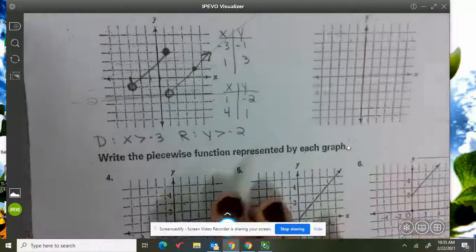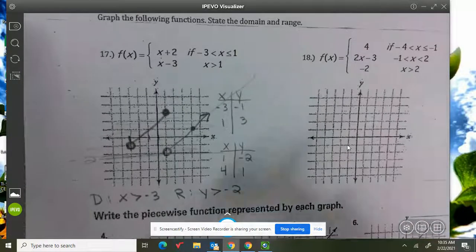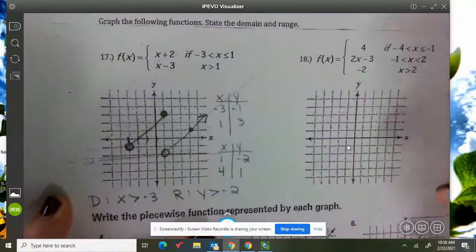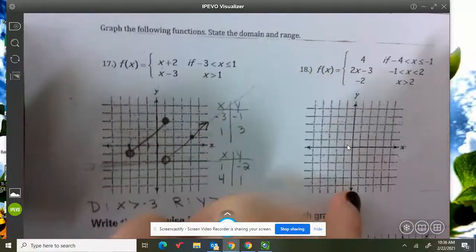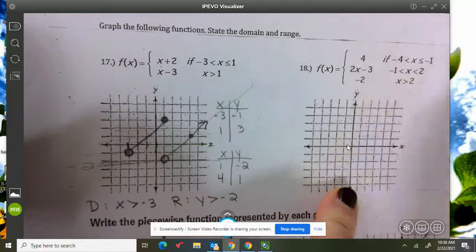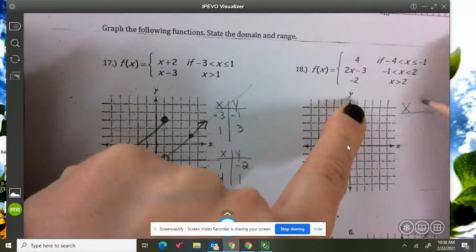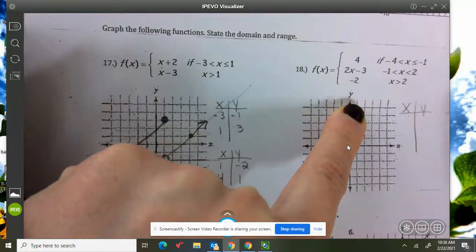Okay, so the second part is just another type of graph. It's going to have constant functions in it like 4 and -2. So let's make our t-tables. These are actually easier because they're giving you the starting and end points. So we're going to have 3 because we have 3 equations.